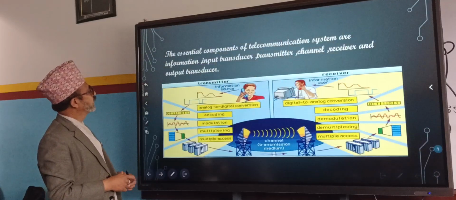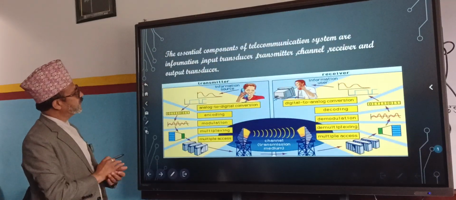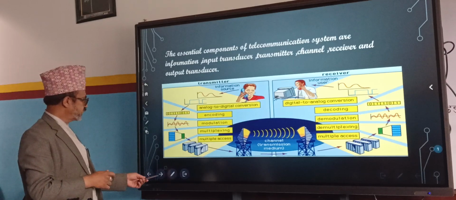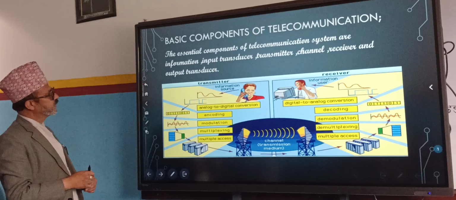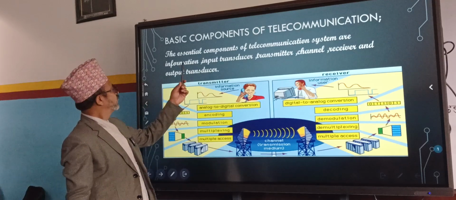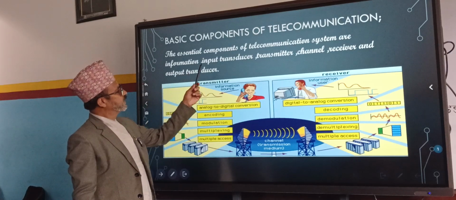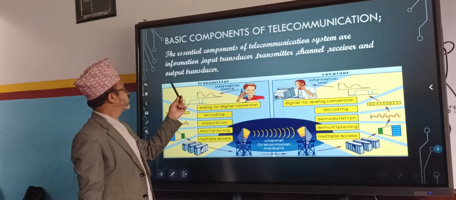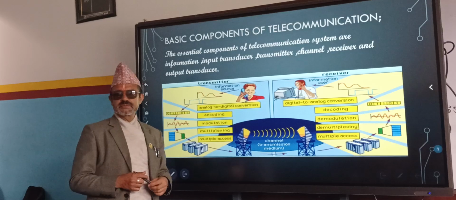Here are essential components of telecommunication. What are they? One is information, input transducer, transmitter, channel, receiver, and output transducer.